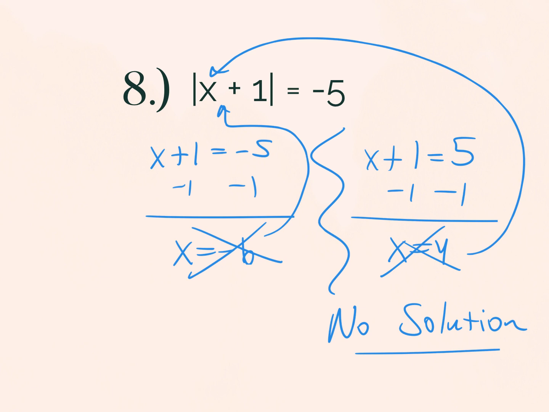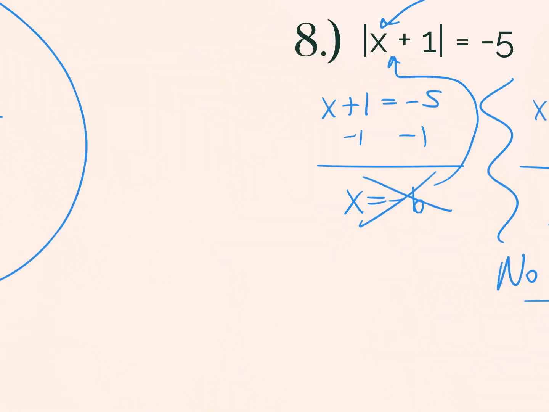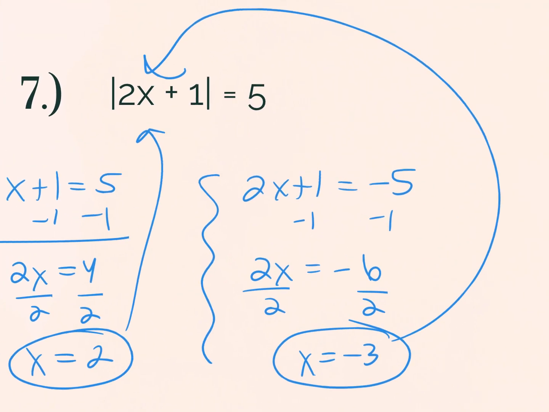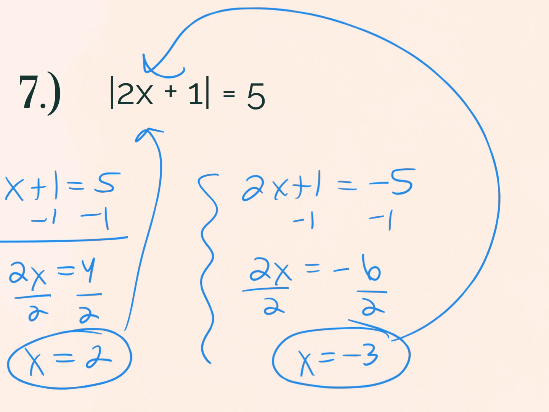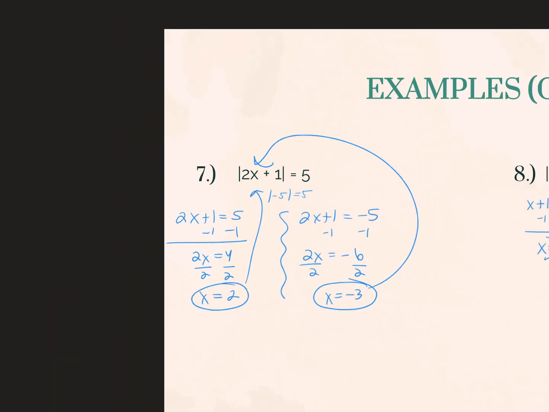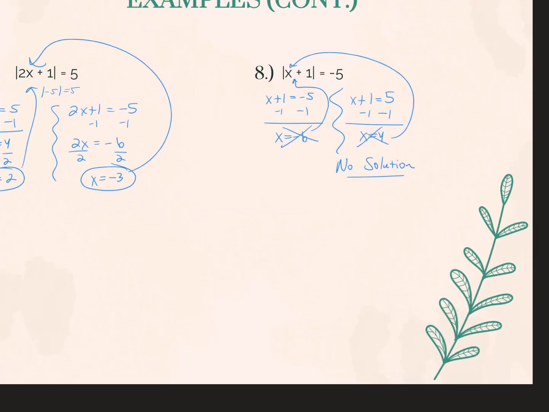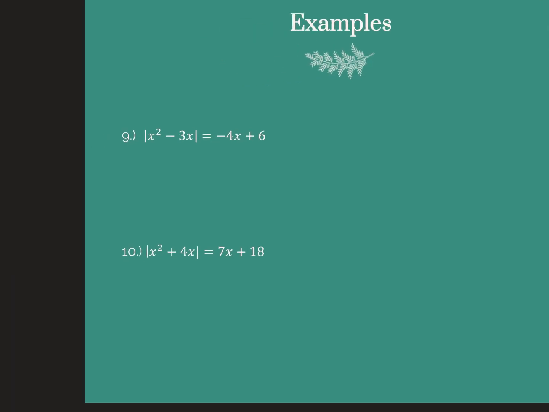Yes, sir? For 7, 2 was correct, negative... No, negative 3 works. With negative 3 you get the absolute value of negative 5 equals 5. What's the absolute value of negative 5? 5. So they both work. All right, 2 more, and then we're done. Then I'll answer questions from homework.